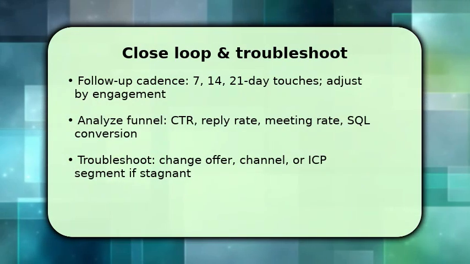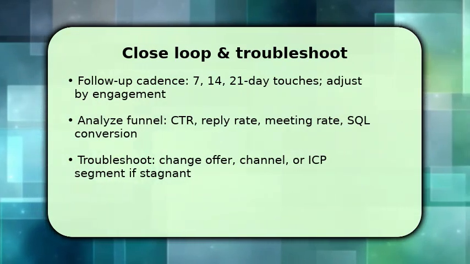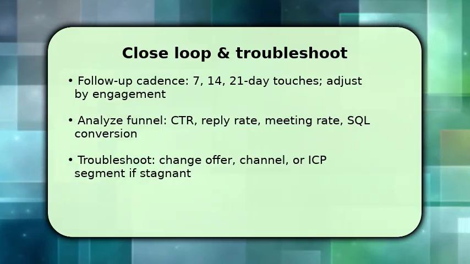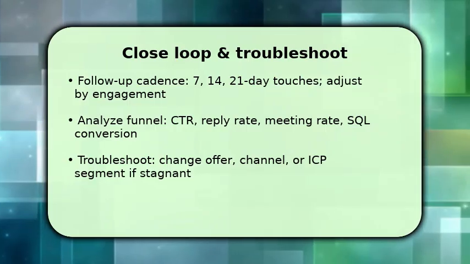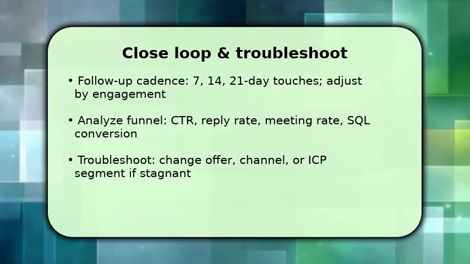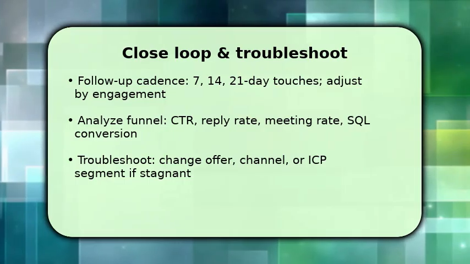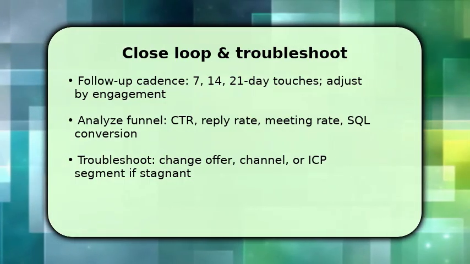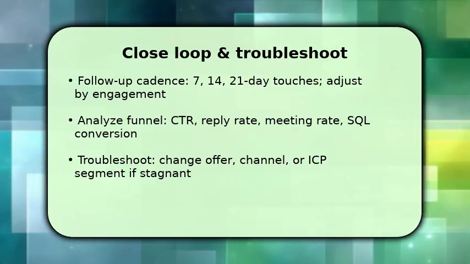Nurture engaged, disqualify fast, and hand off SQLs with context and next actions. Once deals slow, run a 2-week deep dive on metrics, CTR, reply rate, meeting conversion, and isolate where drop-offs happen. If performance stalls, change one variable at a time. Tweak the offer, switch channels, or refine the ICP.